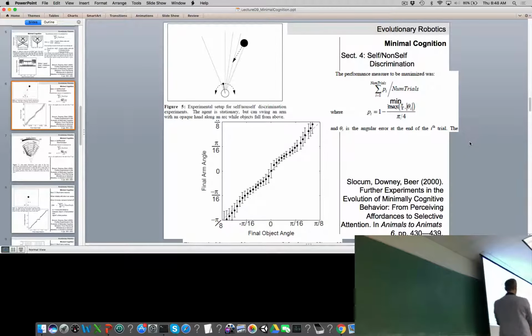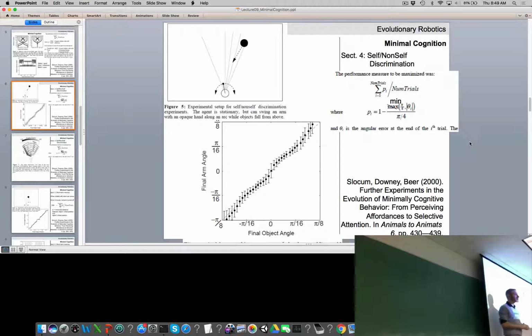This figure down here is again showing us the performance of the single best evolved CTRNN out of all of the CTRNNs they evolved. How do we read this? Well, on the horizontal axis here, we have the final object angle. So minus pi over 8 means the object hit on the left side of the robot, plus pi over 8 means the object hit on the right side of the robot.